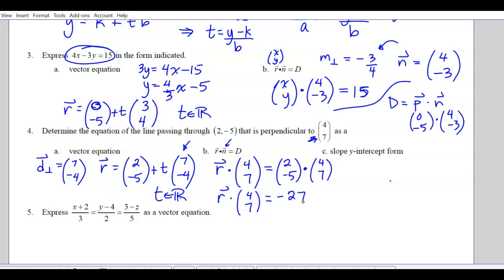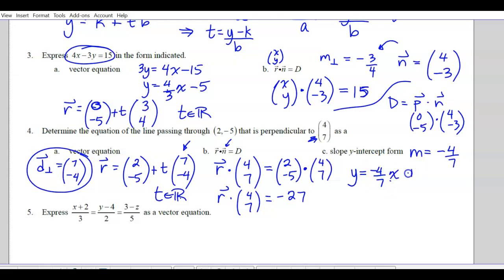Okay. Then slope y-intercept form. You can just think about what the slope is. Oh, we want the line perpendicular to that. So we're going to look at our direction vector. The slope will compare to this direction vector here. Slope is rise over run, so that's going to be negative 4 over 7.